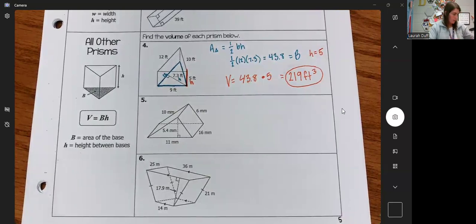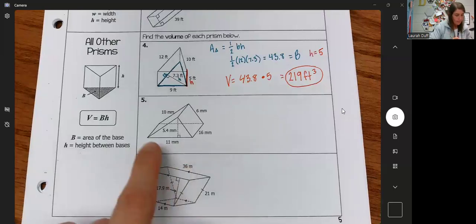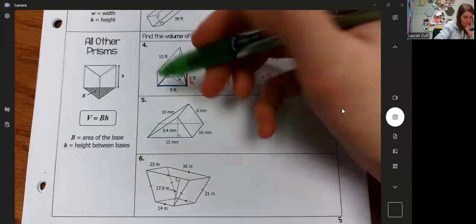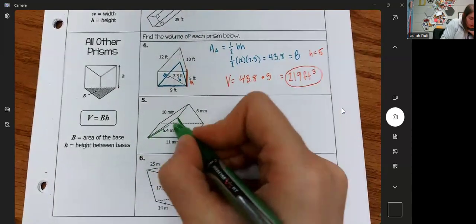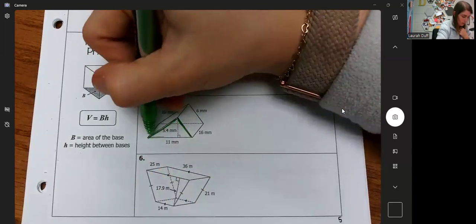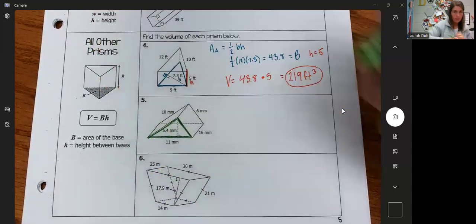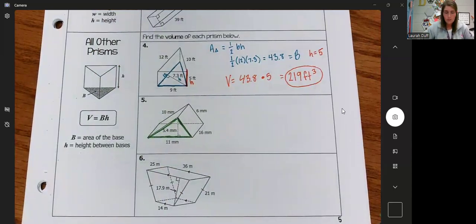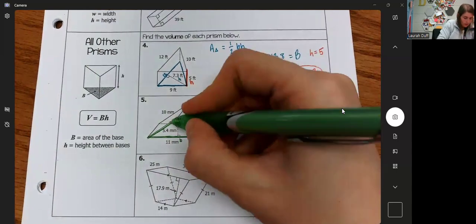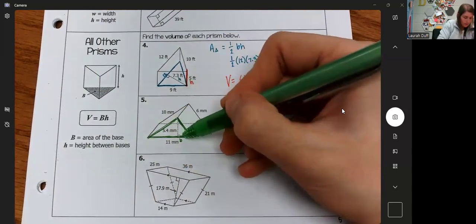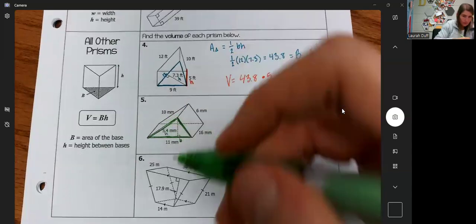Let's try another triangular prism together, just to make sure we've got it down. Number 5, I have my triangular base. I'm going to just outline it because that helps my brain. Color coding, shading, however labeling works for you, it's probably going to help you stay organized. So my base is that triangle. The base of that triangle is 11. The height of that triangle, the dashed perpendicular line, is 5.4.